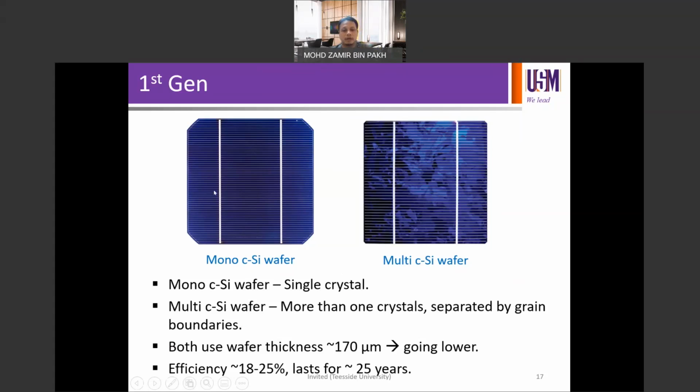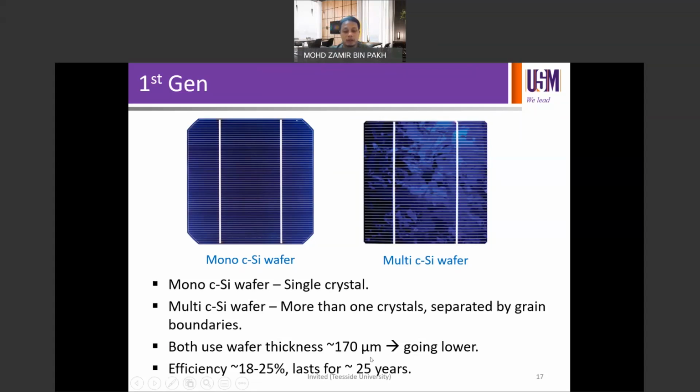So both wafers, either mono or multi, use a thickness of about 170 micron now in the industry. This 170 micron is about twice our hair thickness. Usually our hair thickness is somewhere around 80 to 90 micron. So this is about twice our hair thickness.